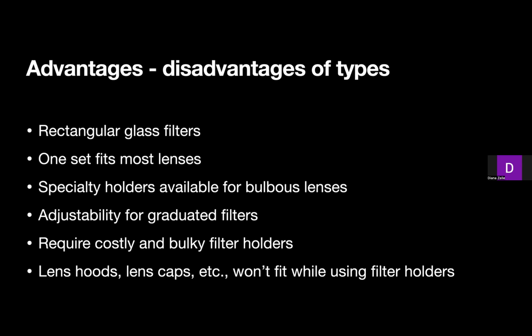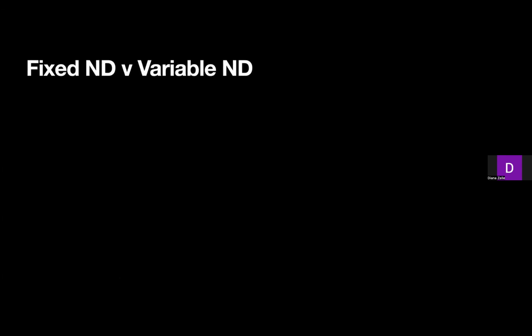One of the other things to keep in mind is once that stuff's on your lens, your normal lens caps, your lens hoods, none of that are going to fit onto your lens. If you use a threaded filter, you can put your lens hood right on. Right? So let's talk fixed versus variable.